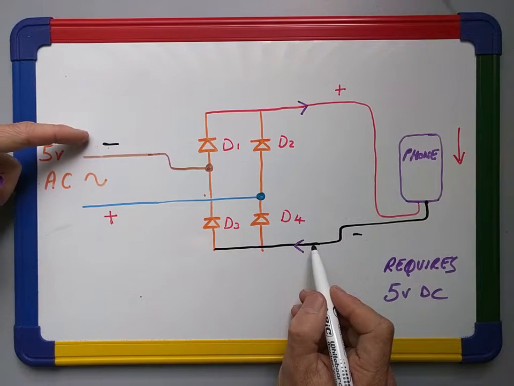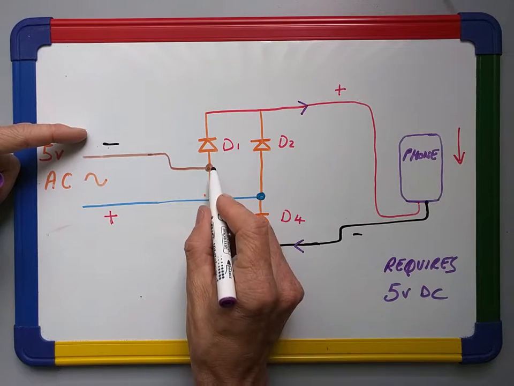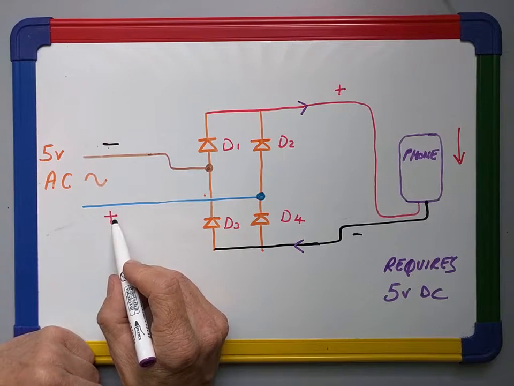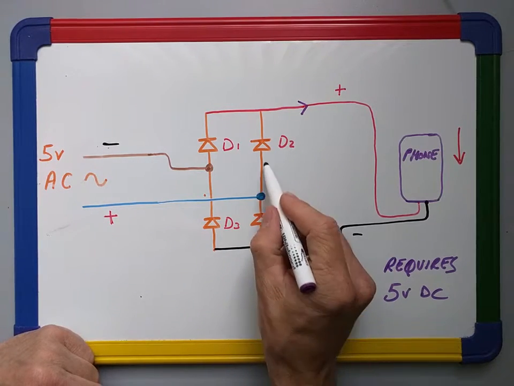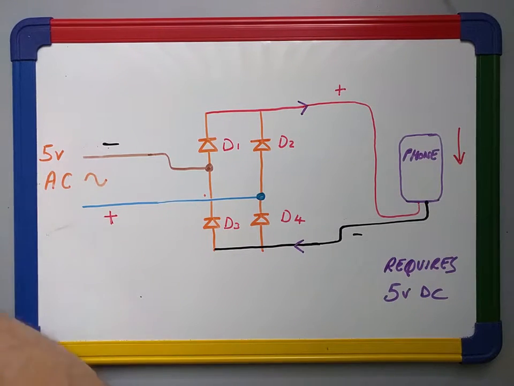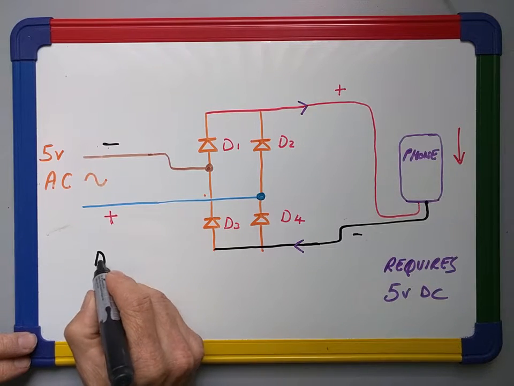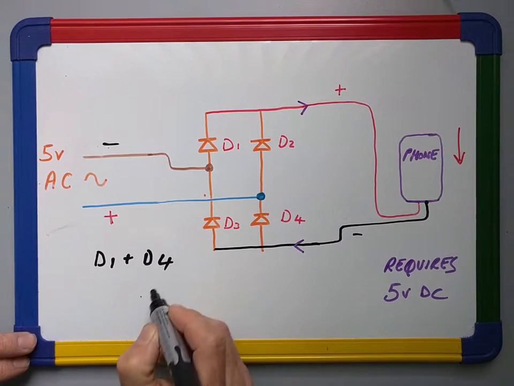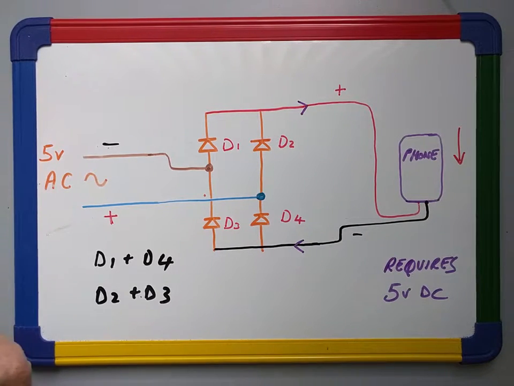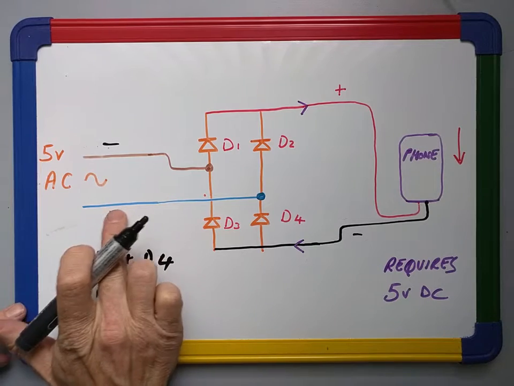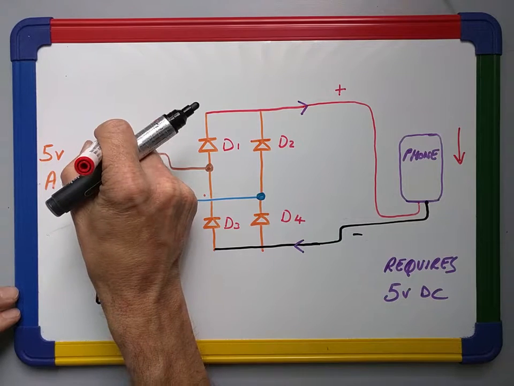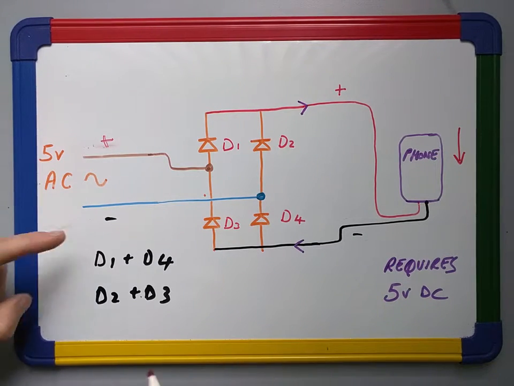We're trying to get back to the negative here, so it's going to flow along and out the top. So this time, with positive at the bottom and negative at the top, it flows through D2 and back through D3. So first time round it was D1 plus D4, second time D2 plus D3. And of course when it swaps back over again such that it's negative at the bottom and positive at the top, and we're back to this situation, D1 and D4 again.